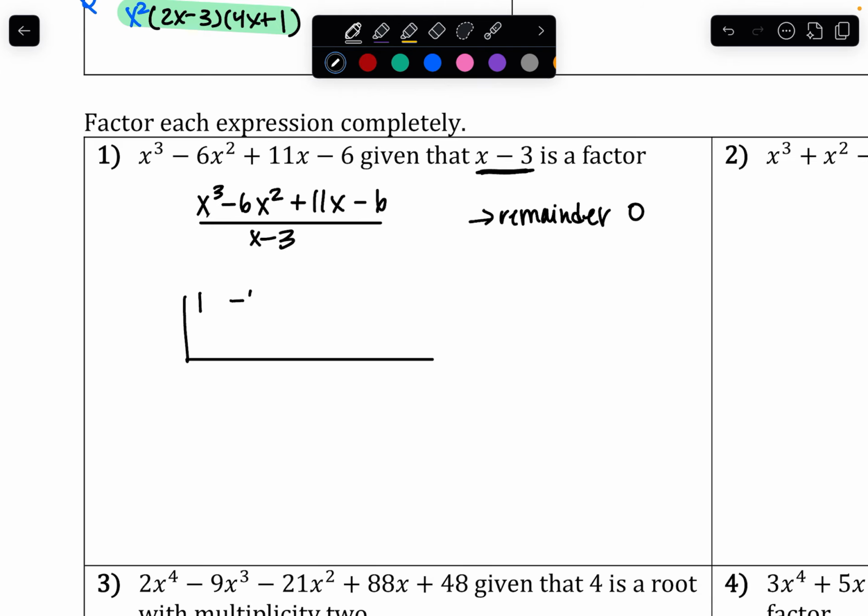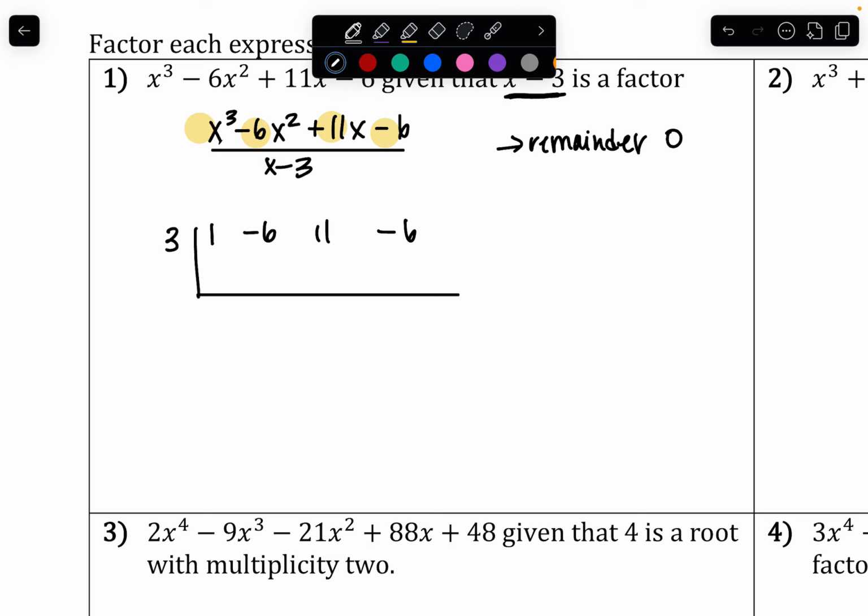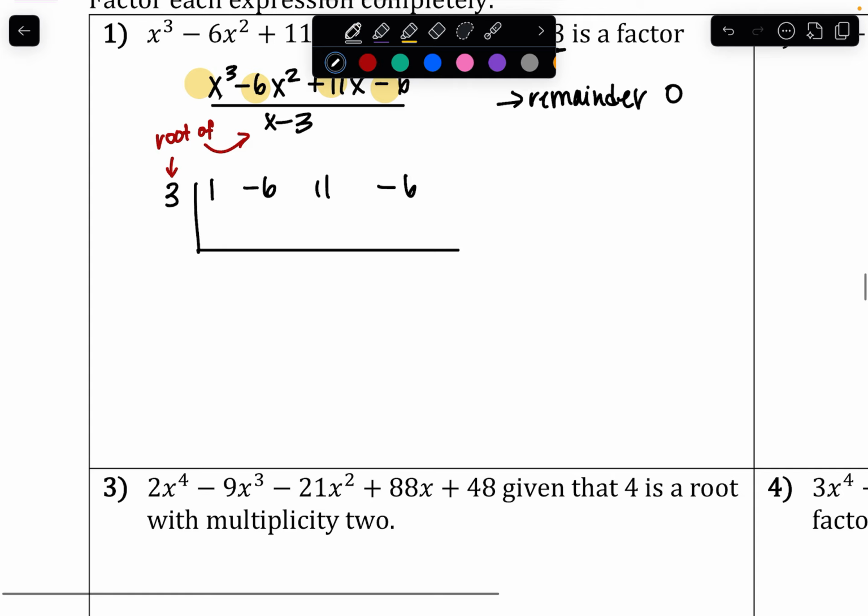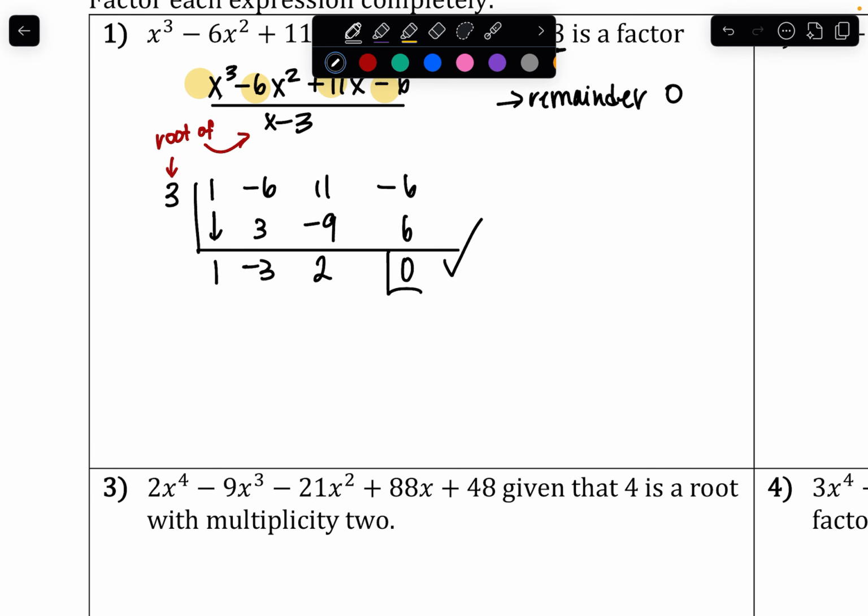Okay, so using synthetic division, I just get the coefficients of the dividend. We're not missing any terms, so 1, negative 6, 11, negative 6, and seeing those ratios aren't the same, we know grouping wouldn't work. And then remember the root of the divisor goes here. Root of divisor. Okay, bring down the 1. 1 times 3 is 3. Add, we get negative 3. Negative 3 times 3 is negative 9. Subtract or add those and you get 2. 2 times 3 is 6. And sure enough, we have a remainder of 0.